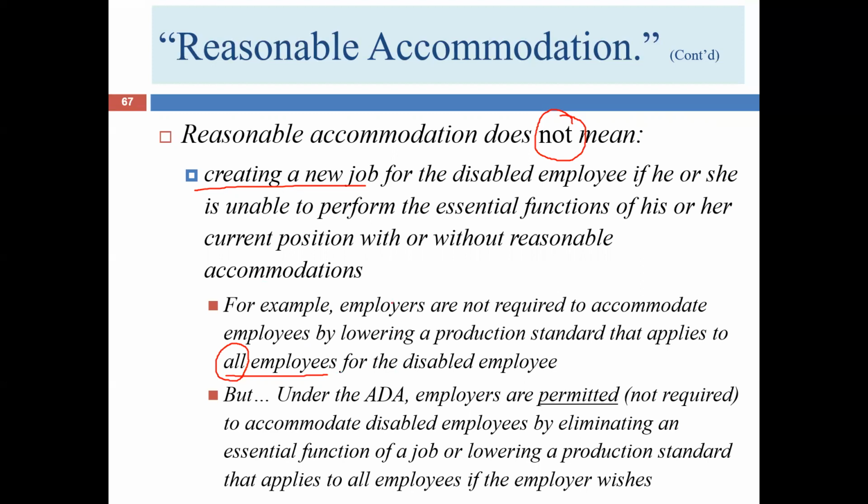And again, employers are not required to accommodate by lowering a production standard, but they certainly are permitted to do so. And that can make a lot of sense to do that. Firing somebody who can't make a production standard, but they still are able to be pretty darn productive is probably not the smartest strategy for that employer to do. But it's probably lawful.